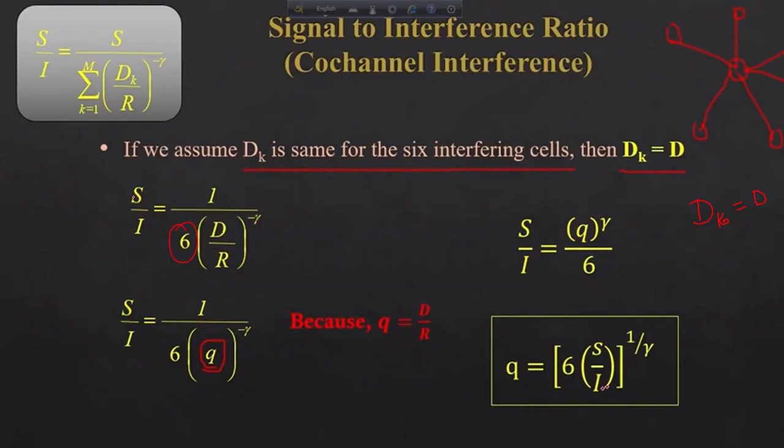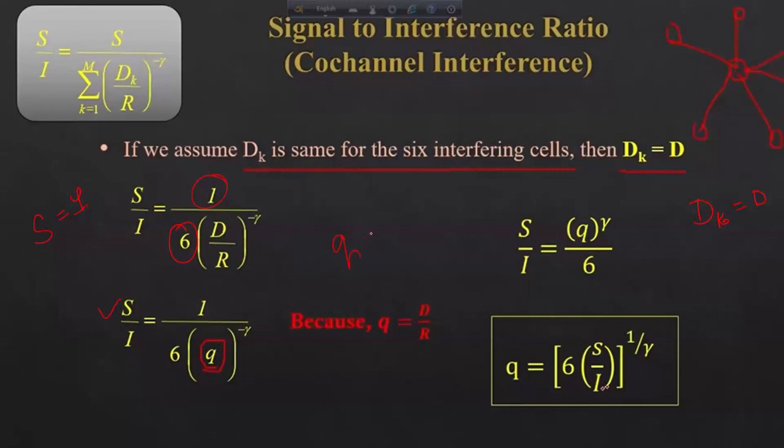And I am taking transmitted signal S is equal to 1 here. For simplification, I am taking S is equal to 1 here. Okay. Now, how does the equation look here? S divided by I is equal to 1 divided by 6. D by R is replaced by small q.